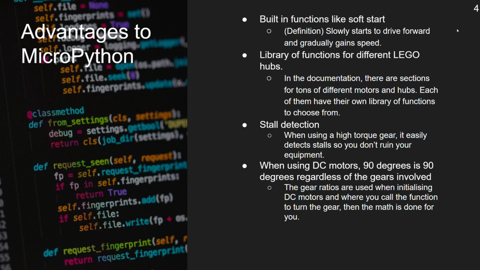Stall detection. When using a high torque gear, it easily detects stalls so you don't ruin your equipment. And Pybricks allows you to initialize a DC motor with various gear ratios. So when you program a gear to turn 90 degrees, it will turn 90 degrees regardless of the gear ratios. Pybricks also has a neat documentation to search the coding library.